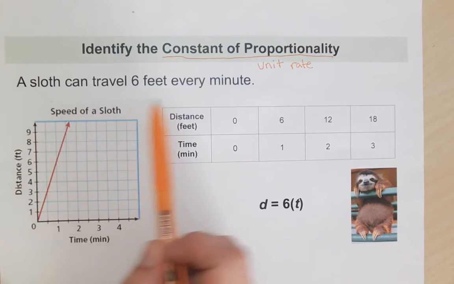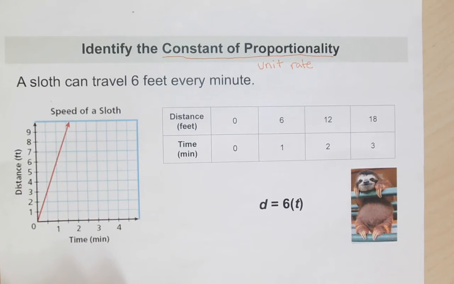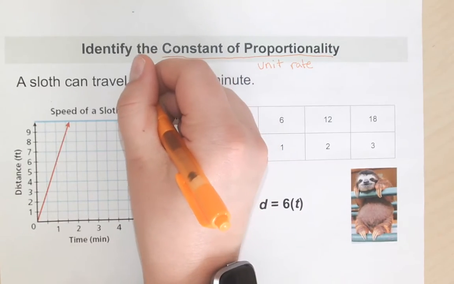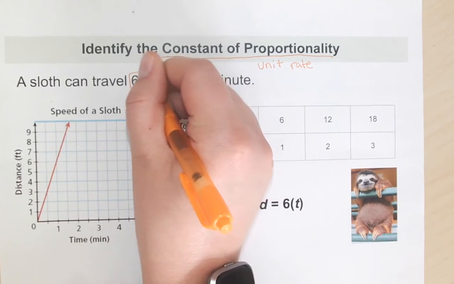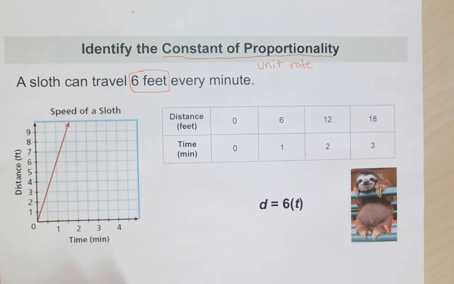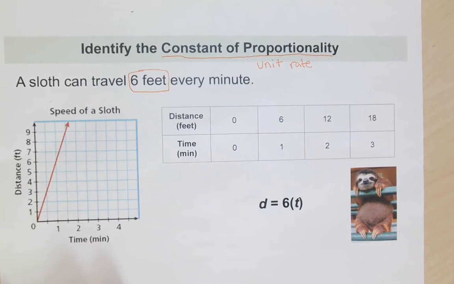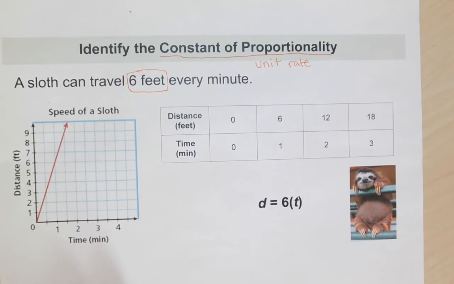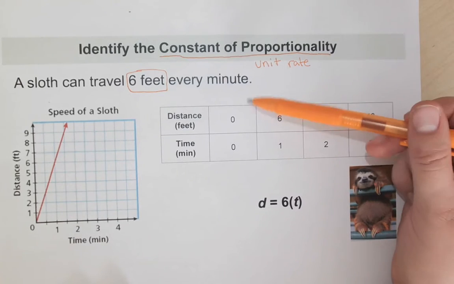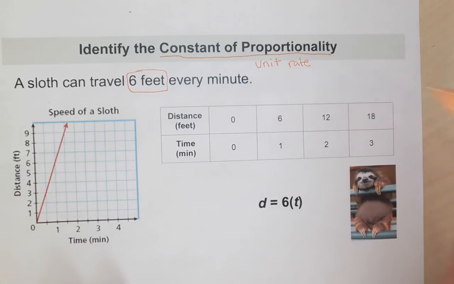So let's take a look at this first situation. We're looking at a sloth can travel 6 feet every minute. So this right here, that 6 feet every minute, is really our constant of proportionality, or our unit rate. So that's our information right there. We can see it in the situation itself this time. We're not always given the unit rate or the constant of proportionality in the situation, so it's helpful to know how to identify them in a table, in a graph, and in an equation.